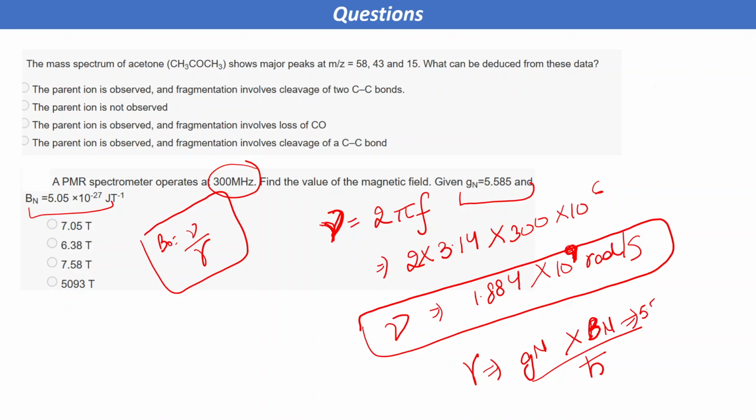Gn is 5.585, multiplied by Bn, which is 5.05 into 10 to the minus 27, divided by h cut. H cut is h by 2 pi, so h is 6.626 into 10 to the minus 34, divided by 2 into 3.14. After solving, the h cut will be 1.056 into 10 to the minus 34. So the gyromagnetic ratio comes out to be 2.67 into 10 raised to the power 8.